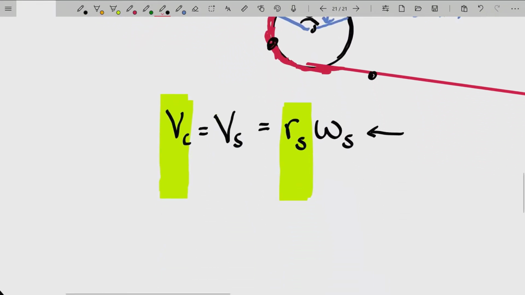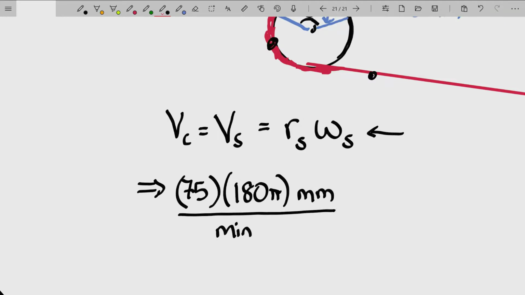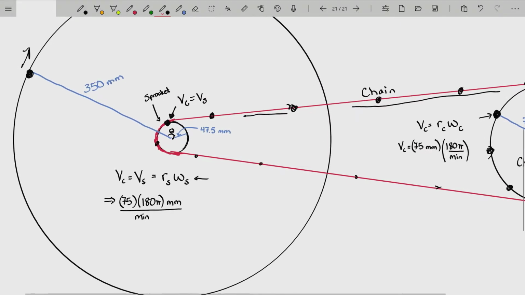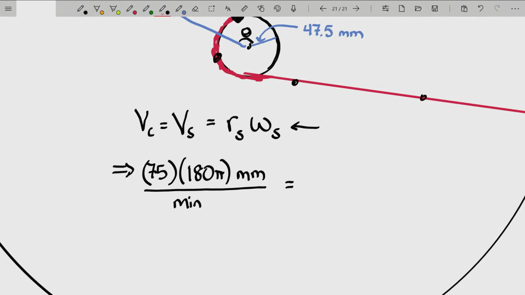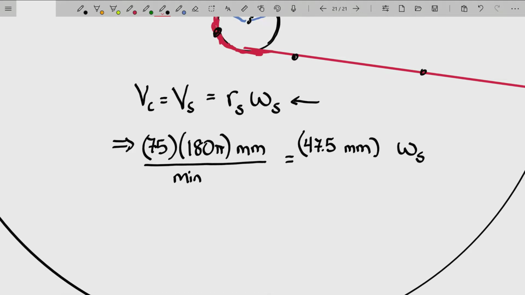So let's go ahead and do this. V sub c, which is v sub s, is equal to, I think we said, 75 times 180 pi millimeters per minute. Let's double check that actually. Yes, 75 times 180 pi millimeters per minute is what that is. And that is supposed to equal the radius of the sprocket, which is 47.5 millimeters, times the angular velocity of the sprocket. And we don't know the angular velocity. Let's go ahead and divide both sides by 47.5 millimeters.